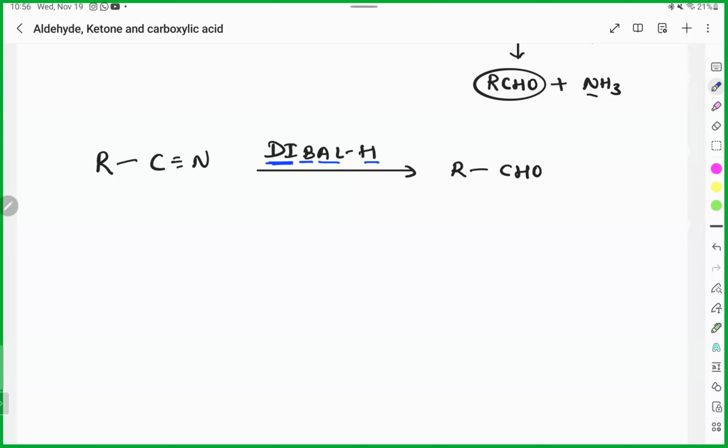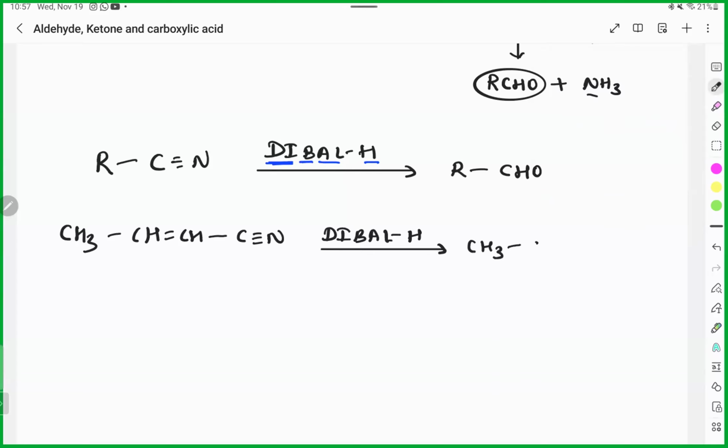Okay, Samarth, if I take CH3, CH double bond CH, then C triple bond N, and I use DIBAL-H, what will be the product? Sir, the double bond is preserved. Only aldehyde. Exactly. That is the reason why this reaction is given in NCERT, that the double bond is not affected by DIBAL-H. No doubt DIBAL-H is a reducing agent, correct? Yes, sir. But in this case, the double bond is preserved.